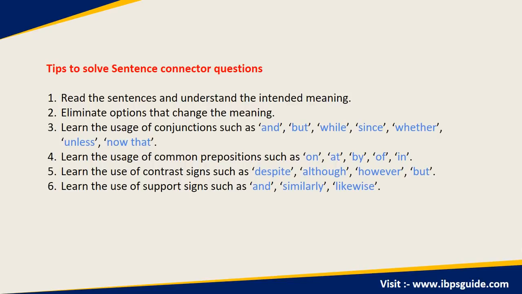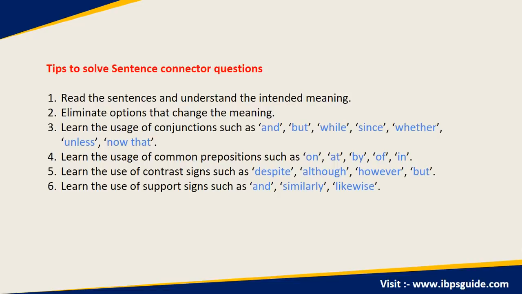Next, learn the usage of common prepositions such as on, at, by, of, and in. Next, learn the use of contrast signs. Contrast signs are nothing but words that show that there is a contrasting meaning. So if the first part of the sentence is positive, the second part will be negative. If the first part is negative, the second part will be positive. So that's what contrast signs are. And since you know the usage of contrast signs, you can eliminate contrast signs if you see that the meaning in both sentences are positive or if the meaning in both sentences are negative.